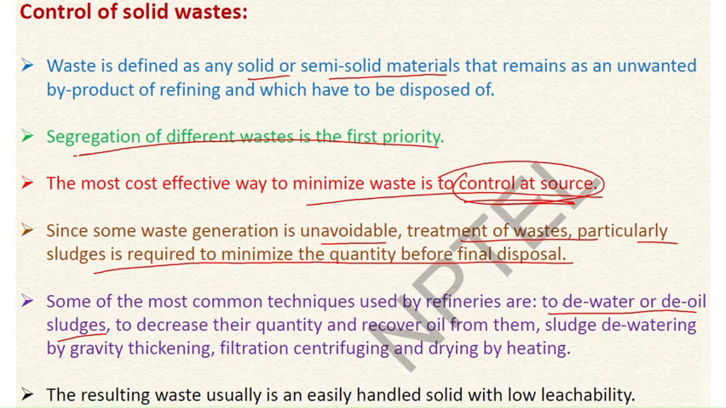That means the sludge that we get from the ETP, we will dewater it, squeeze out the water from it, or de-oil it, where some amount of oil is there, to decrease the quantity and recover oil from it. Sludge dewatering by gravity thickening, then filtration, centrifugation, and by drying and heating, we will get the solid waste and we will eliminate it. The resulting waste is usually an easily handled solid with low leachability. That means the solid that we get out should have low leachability, that is, it should not leach out harmful chemicals or substances into the soil.